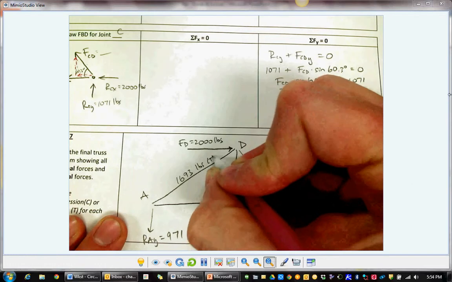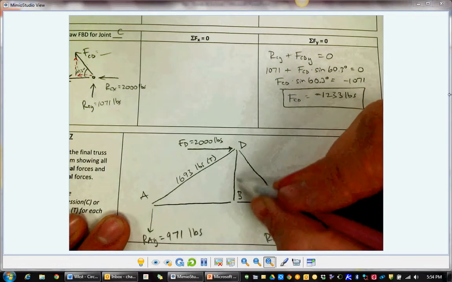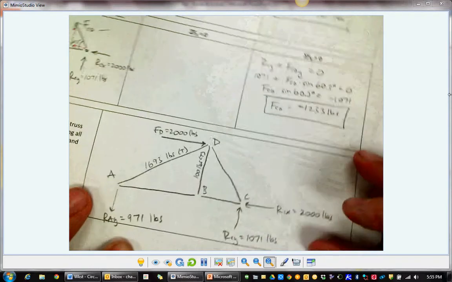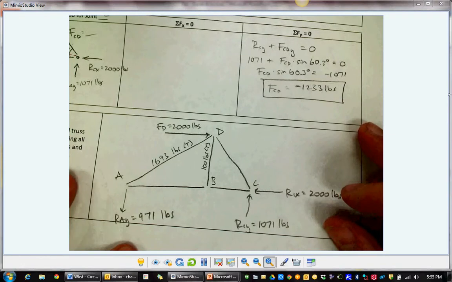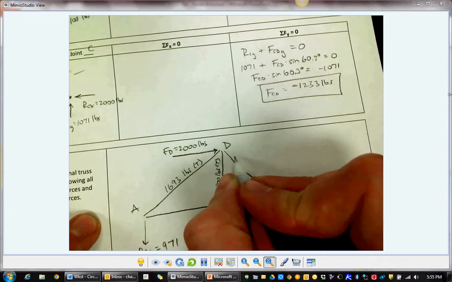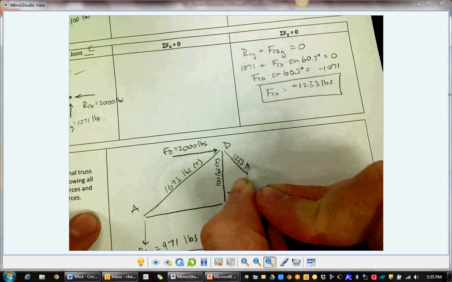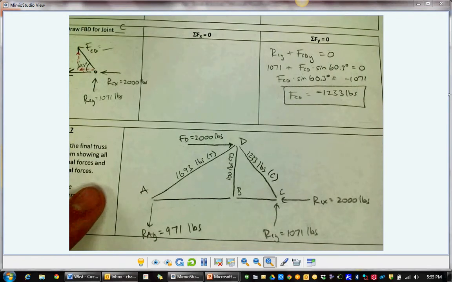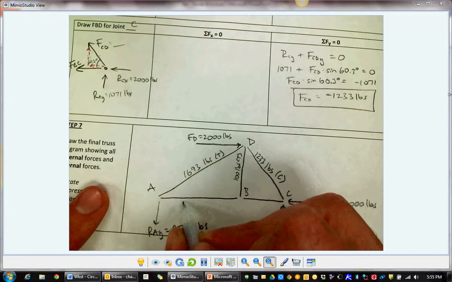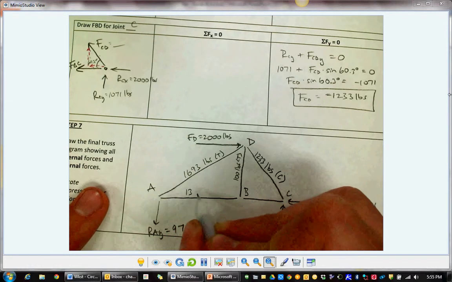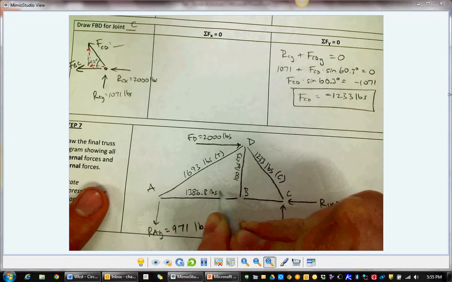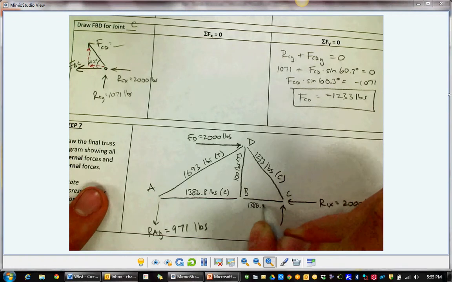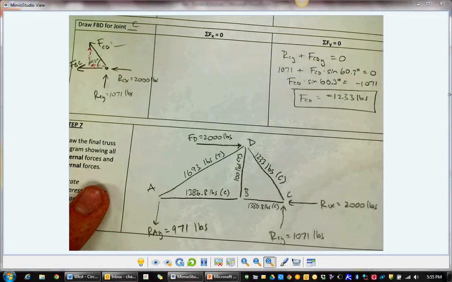That was positive, so that is tension. This one was positive 100, also in tension. The other three are all negative. So we're going to drop the negative, negative 12,033 pounds, but we're going to communicate that it was in compression in that way. This one here was a negative. We're going to drop the negative and communicate compression. Same thing here. That was negative. We're going to drop that, communicate compression there.